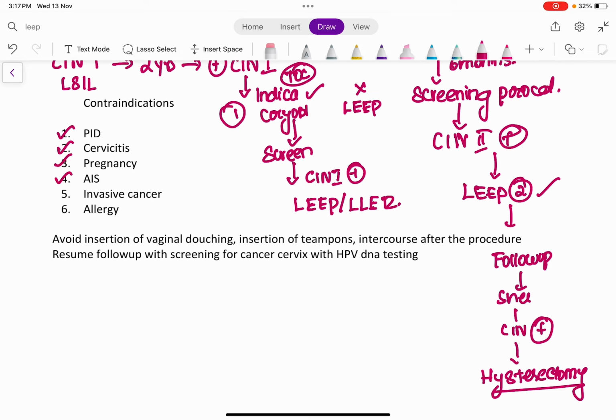Adenocarcinoma in situ is a contraindication. Invasive cancer is a contraindication, and any history of allergy to any anesthetic, for example any local anesthetics, or any iodine or any latex, you can't do this procedure as well. And after the procedure is done, you have to advise the patient to please avoid any vaginal cleaning, that is douching, insertion of any vaginal tampons, menstrual cups, or intercourse with her partner after the procedure for ideally around 4 to 6 months, right? Okay.